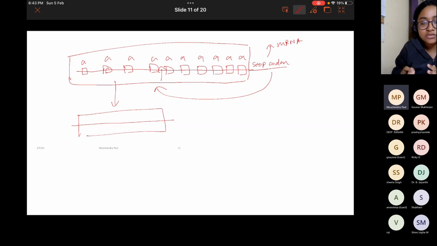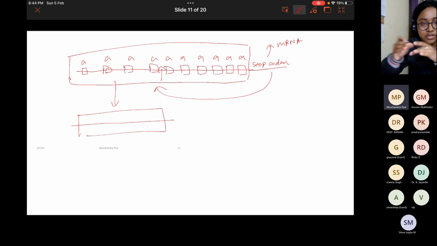So the length of the polypeptide chain, the original length of the protein, has become shorter because of this mutation that has happened in the DNA sequence, which is then read in the mRNA and then translated into the protein. Is that clear? Yes, ma'am. Thank you. If anyone else has any query, please let me know.